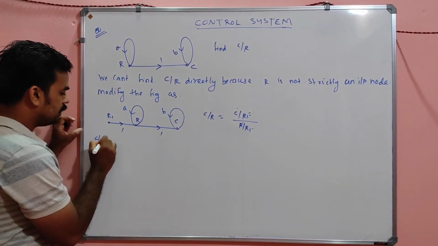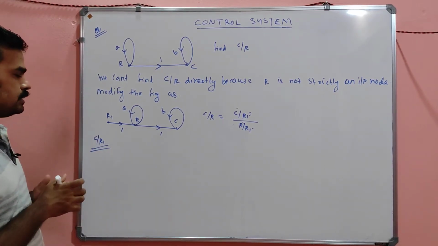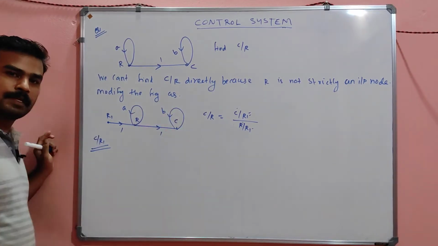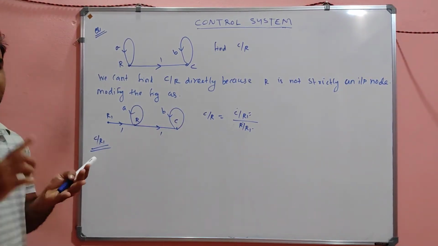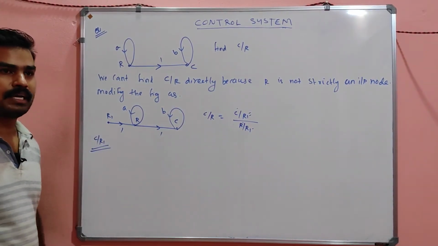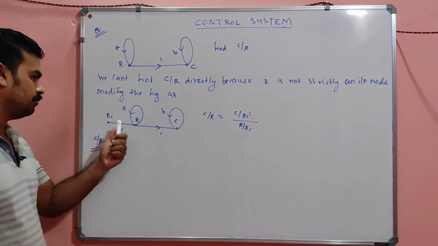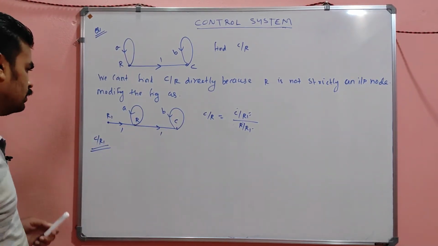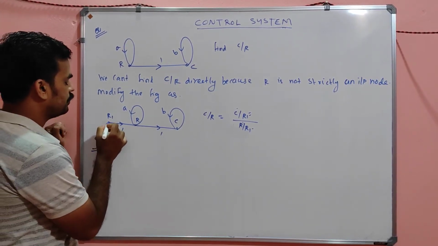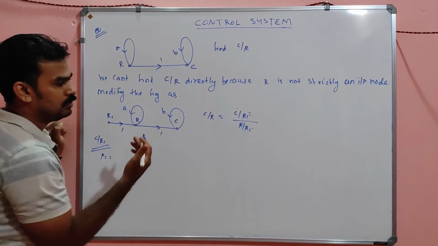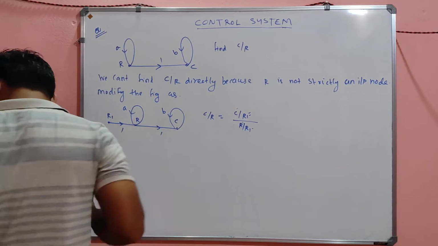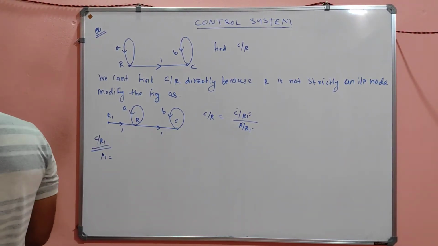So first C by R1. Let's find that. C by R1 means from here to here. I already told you loops and del are common for the entire system, correct? So what is P1 here? P1 is its first forward path. It is only 1, correct?